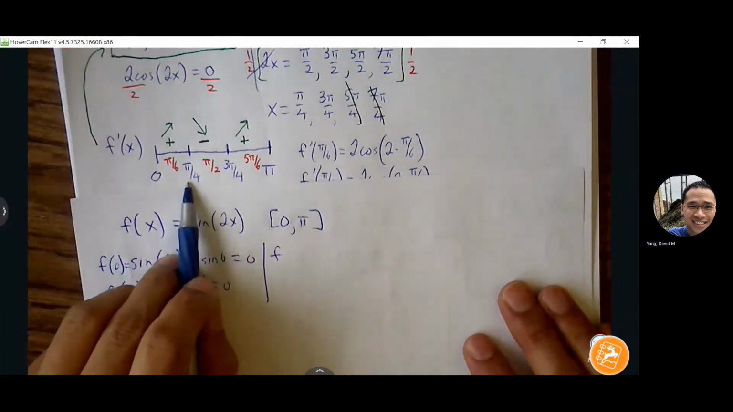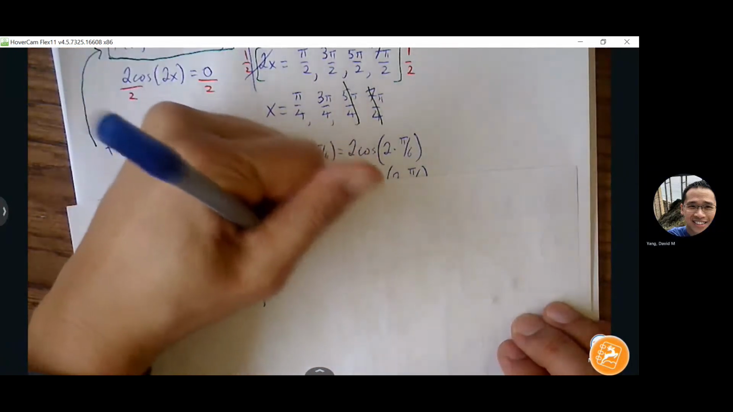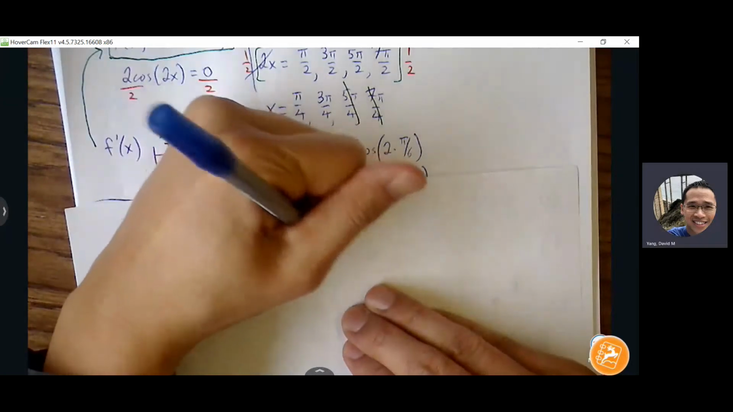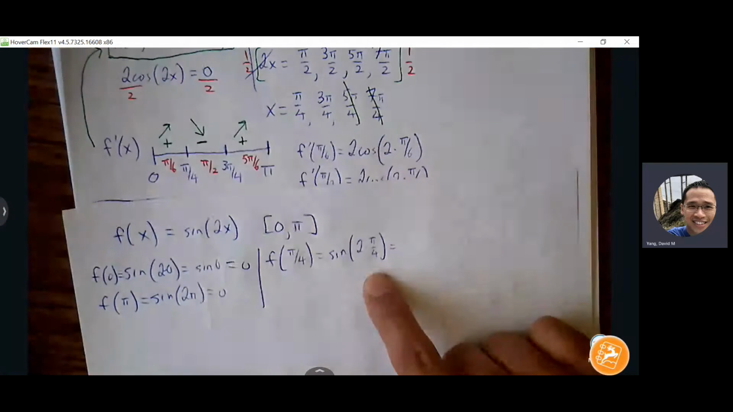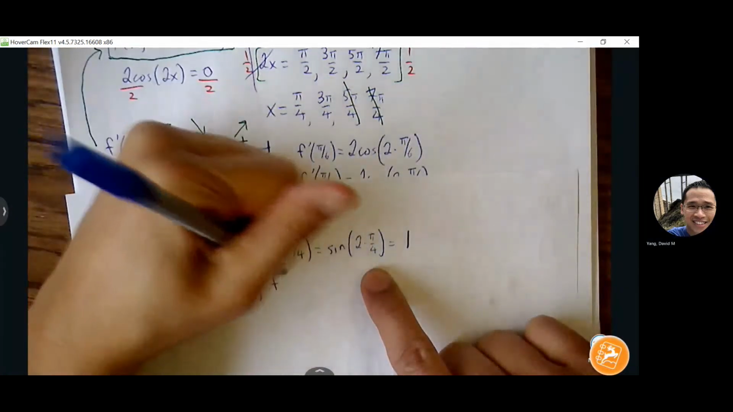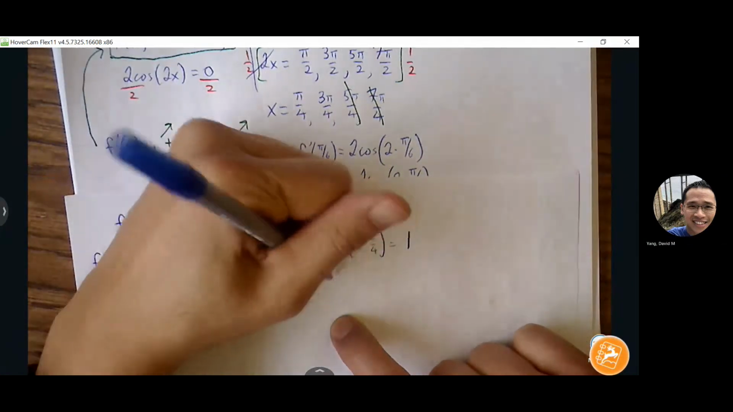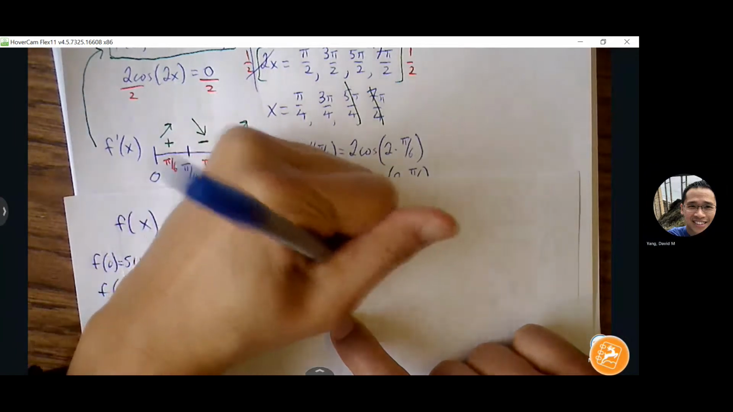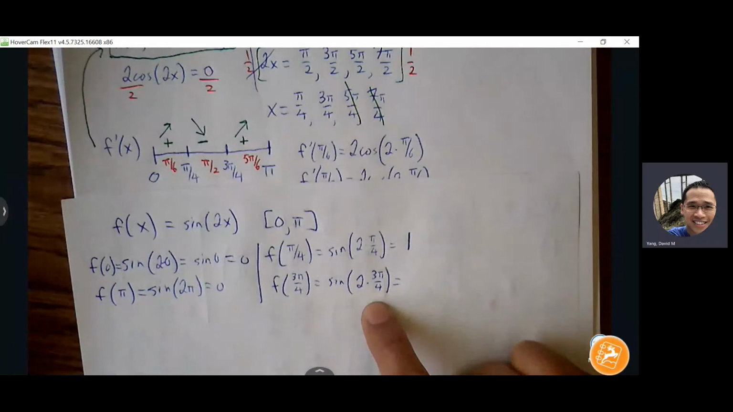Okay, moving on to some critical points here. Let's test pi over 4 and 3 pi over 4. Find those ordered pairs. This is sine of pi over 2. Sine of pi over 2 is 1. Sine of 3 pi over 2 is going to be negative 1.